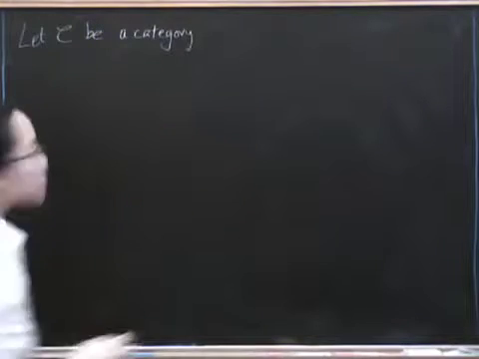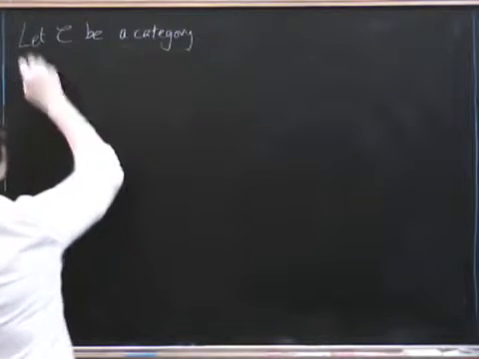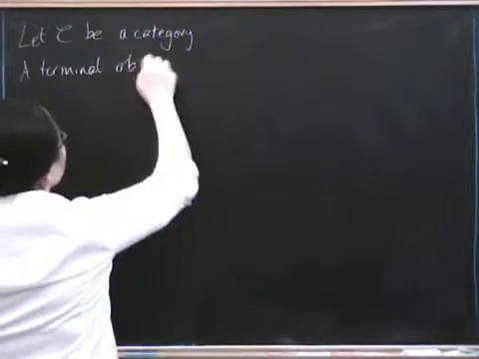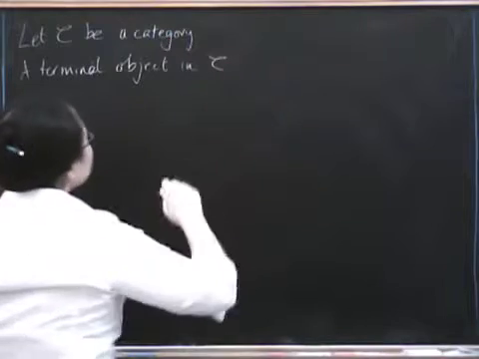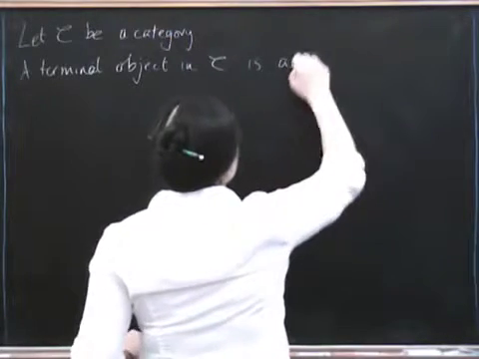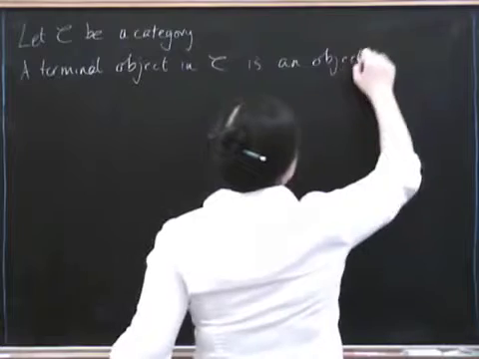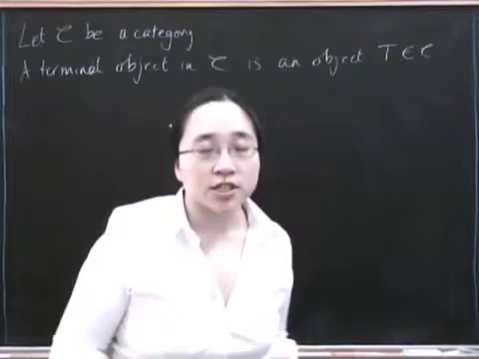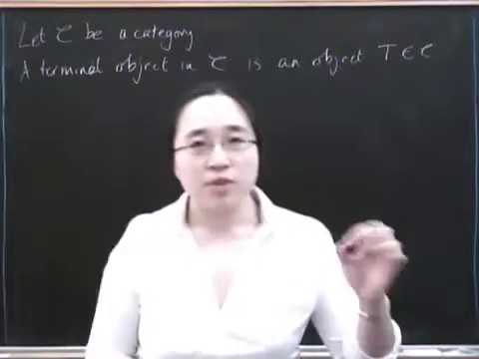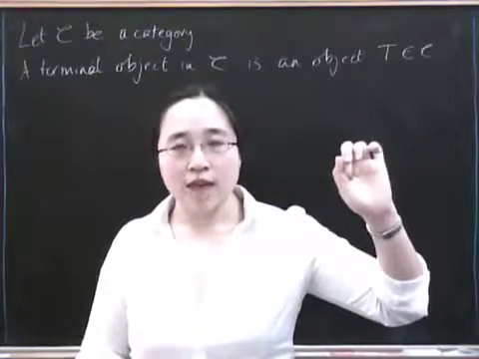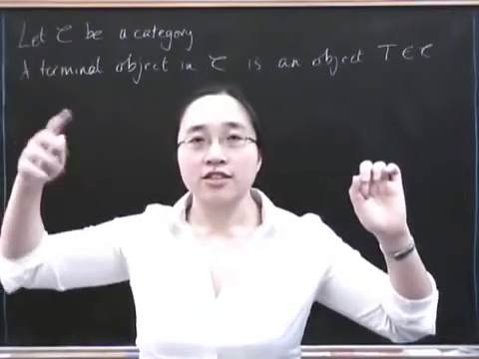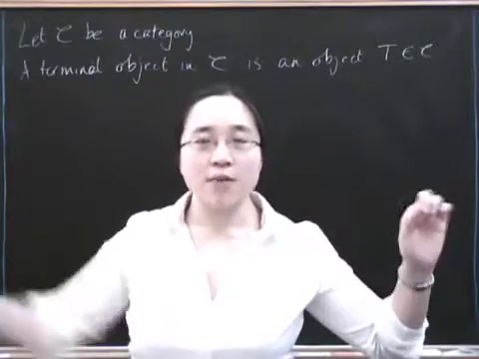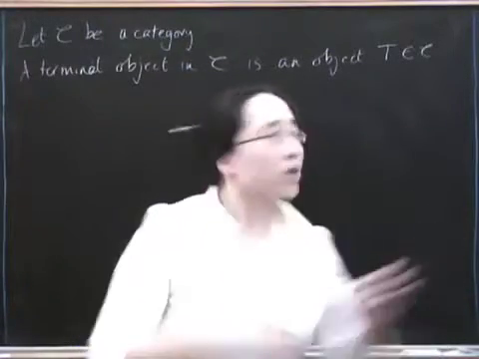We'll start with terminal objects. A terminal object in C is some object T. So it's an object and now it has a universal property. And what's its universal property? Its universal property is, here's your universal object, and we're going to say that given any other object in the category, there is a unique morphism to the terminal object. That's why it's called terminal. Everything kind of ends up there.